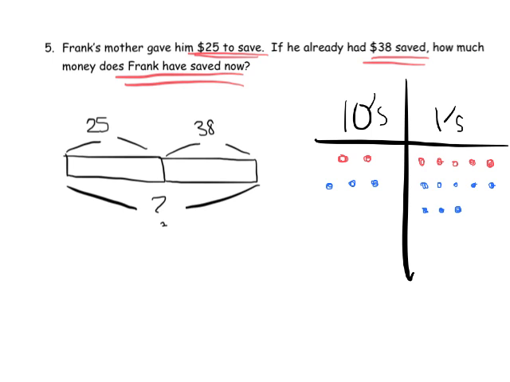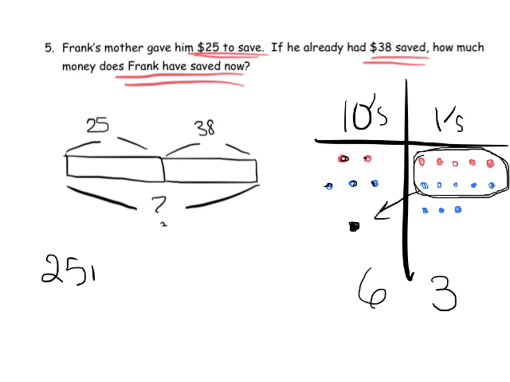Now we have to simplify it because we know 10 ones equals 1 ten. And right here, conveniently, is 5 plus 5. So there is our 10 ones, so that equals 1 ten. And so we end up with 3 in the ones column, and 1, 2, 3, 4, 5, 6 in the tens column. So we had 25 plus 38, and that equals 63. So Frank now has $63.